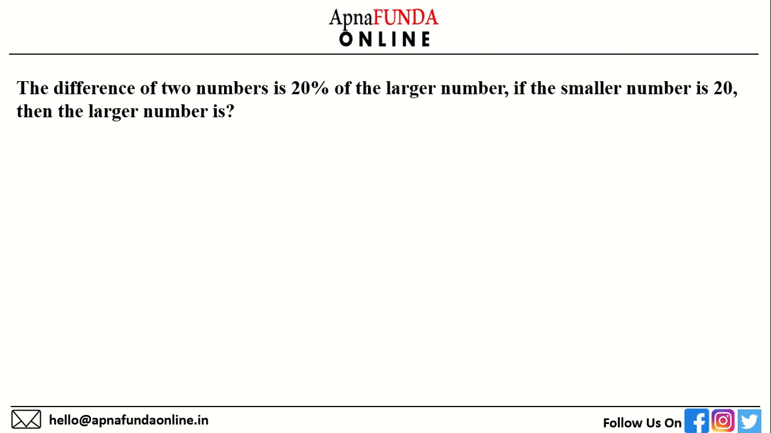Next question. The difference of two numbers is 20% of the larger number. If the smaller number is 20, then the larger number is. So we know there is a large number and there is a small number. The small number is 20. This is already given. The difference of two numbers is 20% of the larger number.